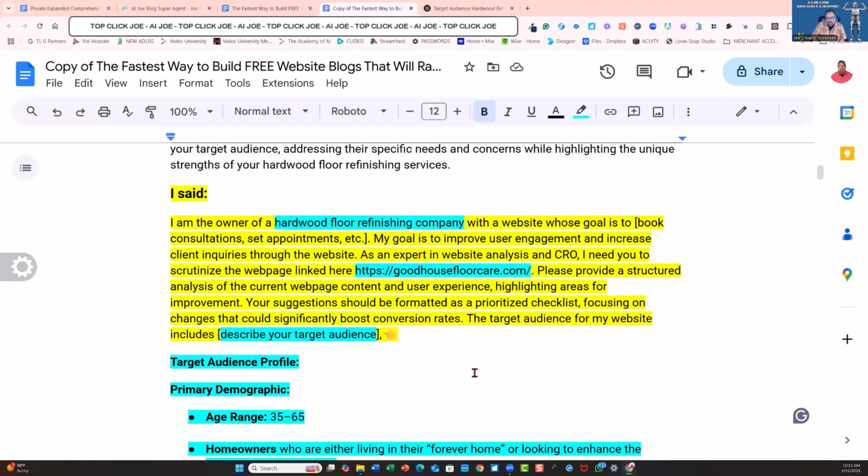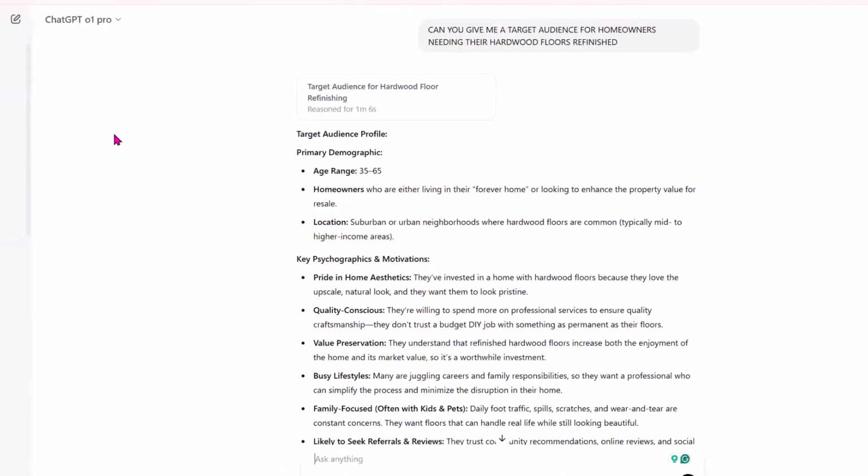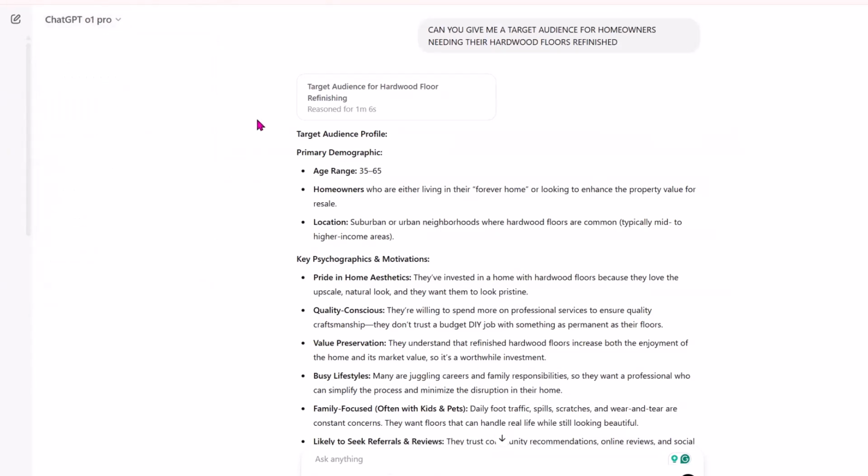All right, so here we go. How did I get this target audience? How did I get this profile? Well, all I did is I went to ChatGPT. Now it was in O1 Pro. You can be in 4.0. You can be in 4.5. I just happen to pay $200 a month. I have the top of the line.